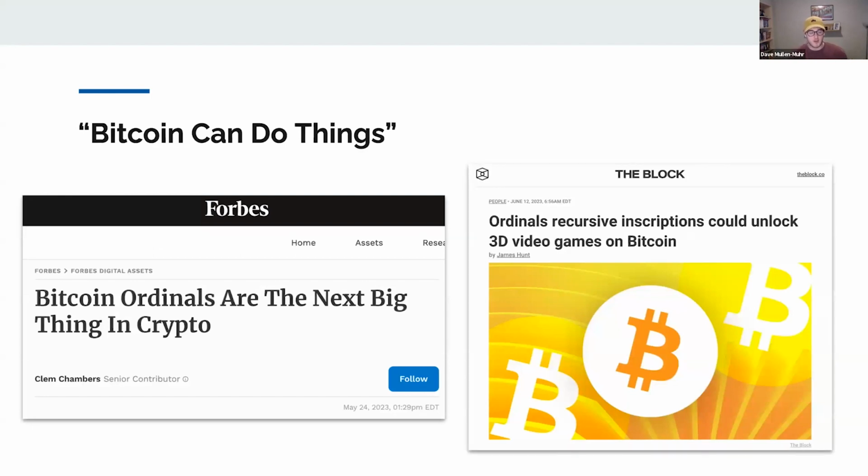And this message is definitely propagated throughout the space. So if you Google Ordinals, you'll see all sorts of articles. These are just a couple. But Forbes commenting on Ordinals on Bitcoin being the next big thing in crypto, which has definitely been the case over the last few months. And then an article from The Block yesterday, which is a more crypto-y publication.